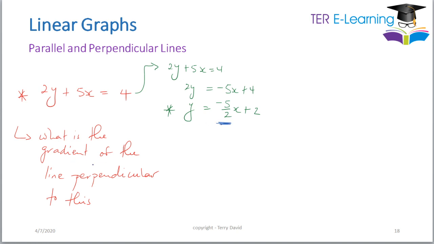So the question is asking, what is the gradient of the line that is perpendicular to this, right? So here's what we need to do. We're starting off with minus 5 over 2. The first thing I'm telling you to do is invert, right? If I invert this, it'll become 2 over 5. Then the next step is to put a minus sign in front of it. If you put a minus sign in front of it, this minus sign here is going to disappear. So this will become 2 over 5, right? So the gradient of that line is actually 2/5, right?